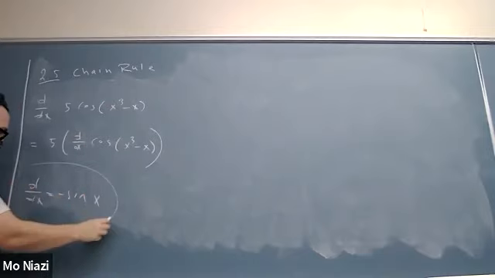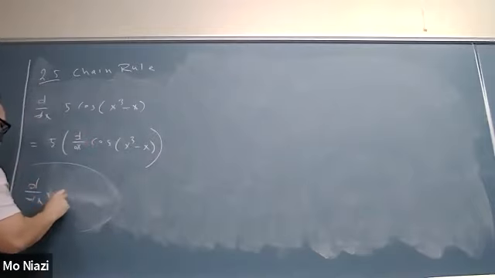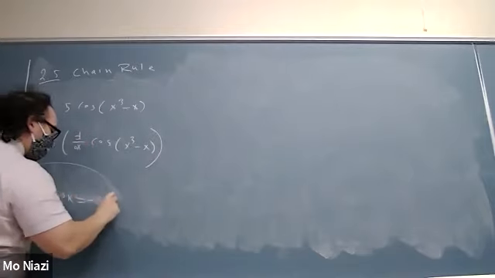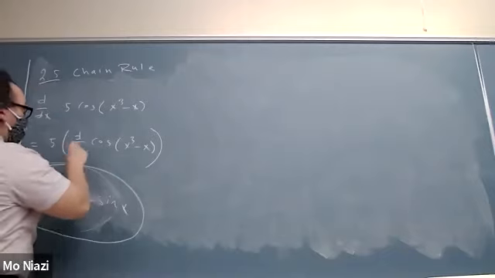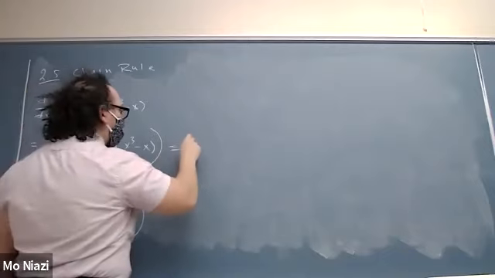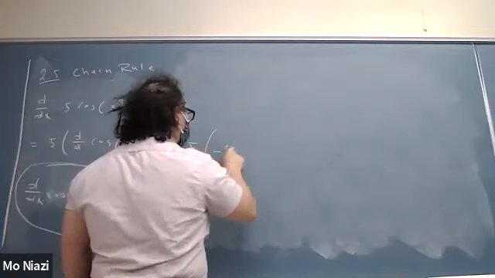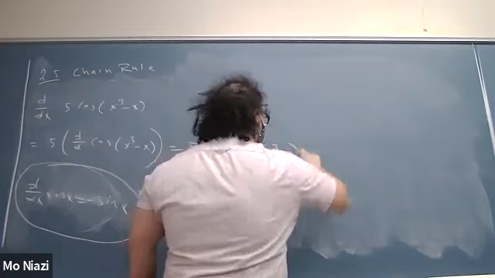If you don't know why this is true, let me actually write it out. The derivative of cosine of x is negative sine of x. If you don't know why this is true, check out the video on 2.4, where I derived that. Now, the derivative of cosine is negative sine, so this becomes 5 times negative sine of x cubed minus x.